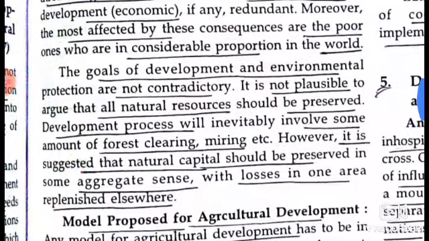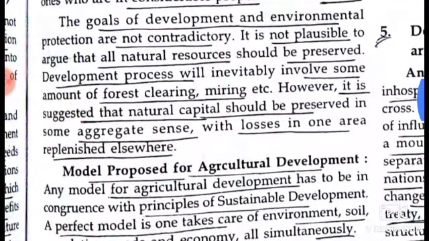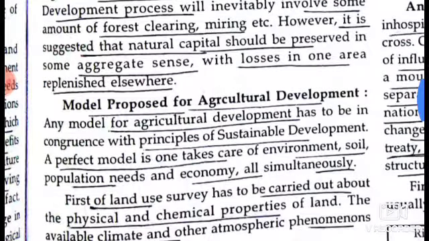The goals of development and environmental protection are not contradictory. It is not plausible to argue that all natural resources should be preserved. The development process will inevitably involve some amount of forest area clearing, mining, etc. However, it is suggested that natural capital should be preserved in some aggregate sense, with losses in one area replenished elsewhere.